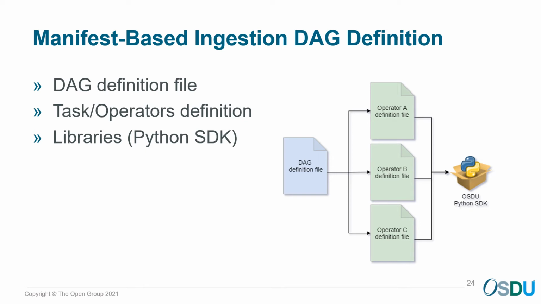You can see three main components of the manifest-based ingestion DAGs: its definition file, the definition of the operators, and the libraries used by the operators. In the DAG definition file, the DAG is declared as a collection of operators and the dependencies between them. Every operator is defined in a separate file by implementing the execution hooks. Finally, the manifest-based ingestion DAG delegates most of its core logic to the Python SDK.